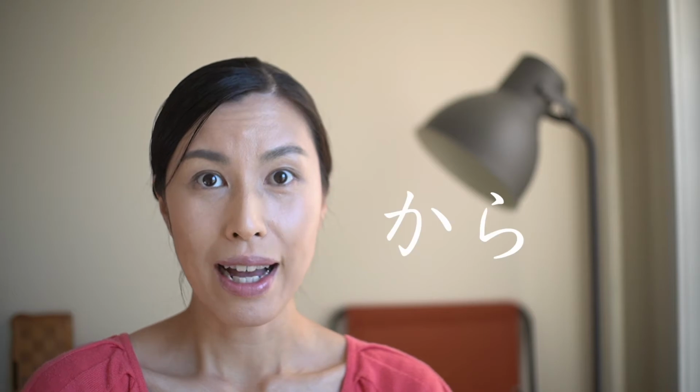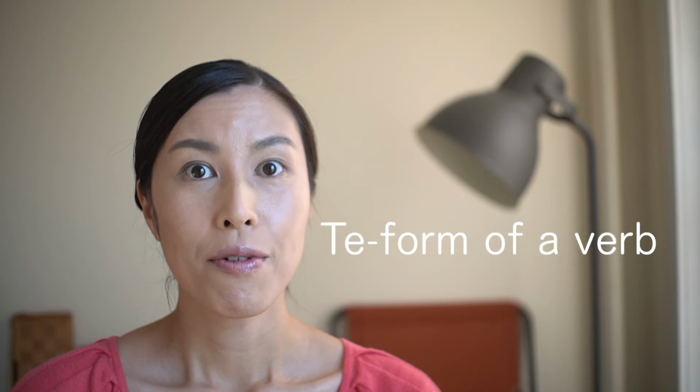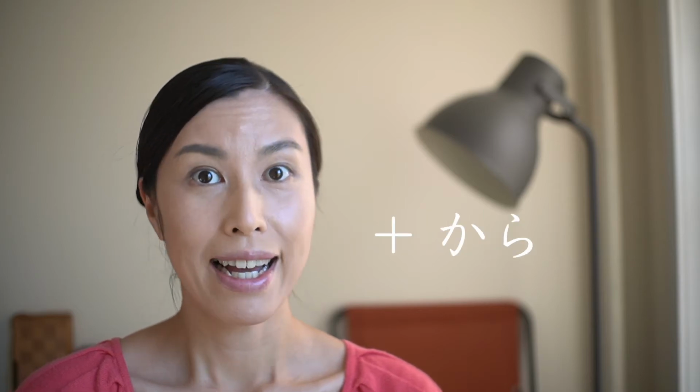Last several lessons we talked about how to use kara in different ways. Today, we're going to look at how to use kara with te form of verbs. Let's get right into it. To describe an event after which another thing happens, you can use te form of a verb and kara.